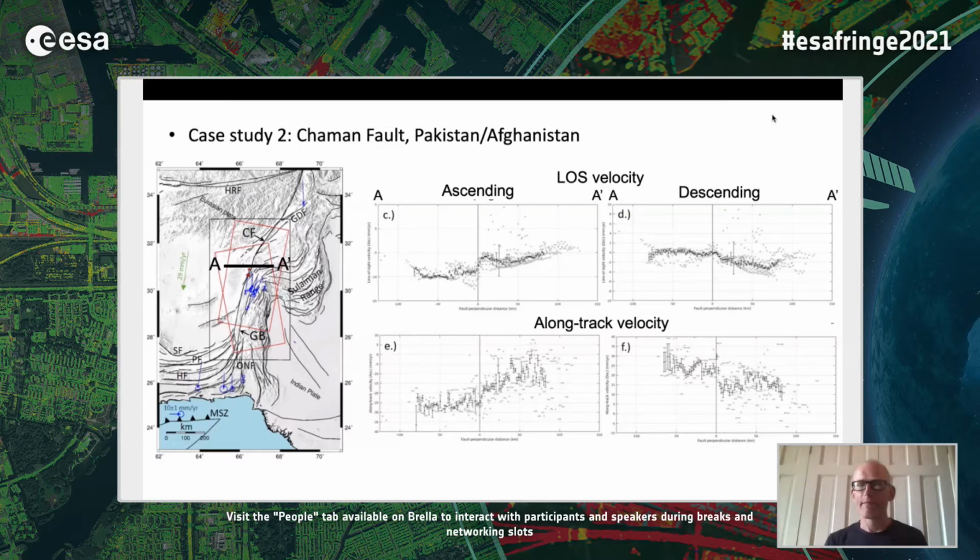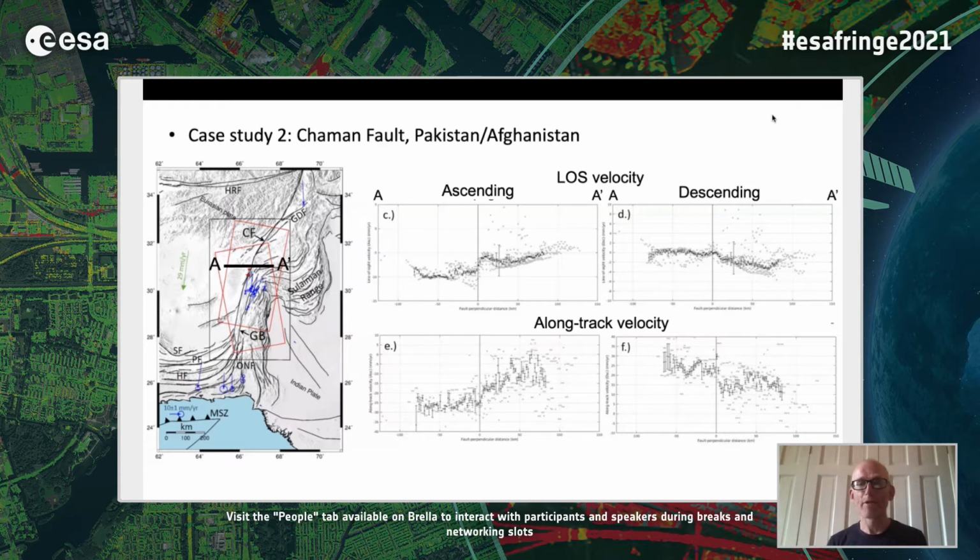Okay, in that area, unfortunately, there's a problem with the descending data, because there's a lot of noise, a lot of interference on the ground from presumably military radars, and we haven't tried to deal with that yet. But I'm going to show you another area here where we have ascending and descending data. So this is the Chaman fault in the Pakistan-Afghanistan region.